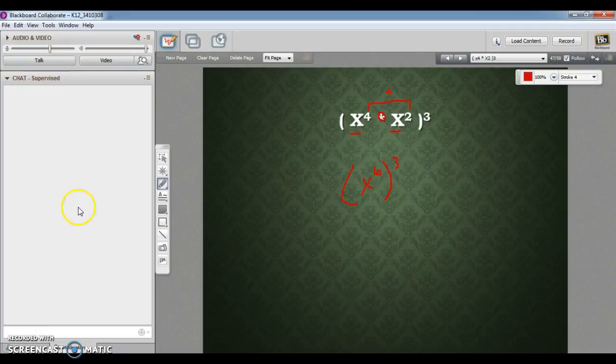cubed. Now, whenever we have a power being raised to another power, we multiply. So, pretty simple. We should take that 6 and that 3, and we multiply them together. 6 and 3 is 18, so your grand total is x to the 18. And that is it. So this whole thing simplified is x to the 18. There we go. Okay, let's look at another one.